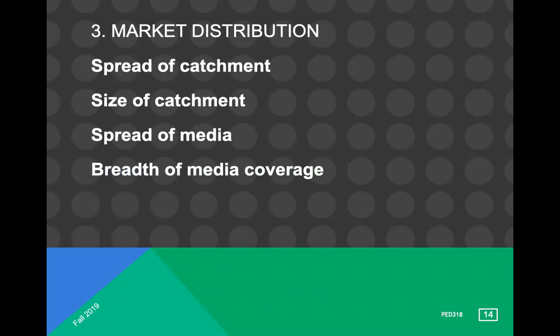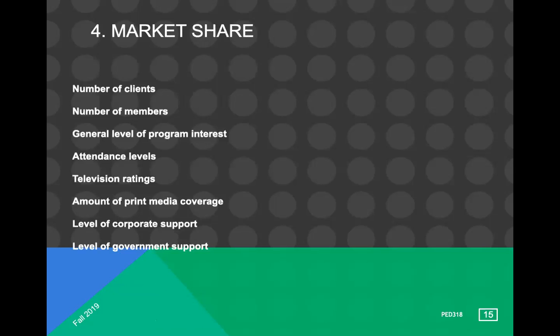Number 3 is market distribution: spread of catchment, size of catchment, spread of the media, and breadth of media coverage. So basically, if your name is getting out there, it's better for you. The spread and the size, with today's social media, it's so easy to get your name out there. And if you come up with new ideas for your organization, to get your goals and your players out in the media, it's easier now than it was in the other days.